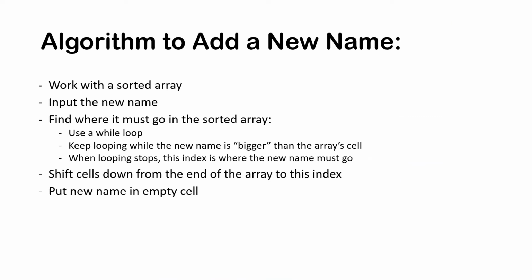So the algorithm to add a new name: remember to work with a sorted array, input the new name, find where it must go in the sorted array, and this is how you do that. You use a while loop. You keep looping while the new name is bigger than the array's cell. When I say bigger, I mean in alphabetical order. It should go after that cell. Then when the looping stops, this index is where the new name will go. You shift cells down from the end of the array up to the index you've noted where the new name must go, and then put the new name in the empty cell.